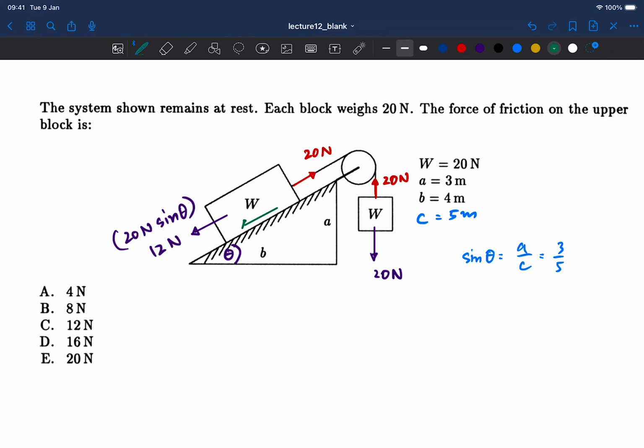So friction must be preventing that. So friction must be pointing down like this. And how much is it pointing down? Well, it's whatever it is to help cancel with 20 newtons plus this. And I think it's clear that the answer is 8. Okay, so down 12 plus 8 equals 20. So everything cancels out. So nothing moves.